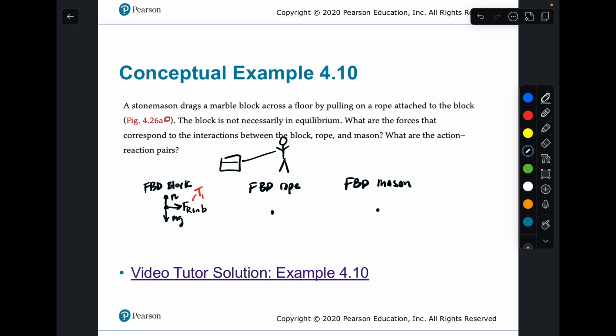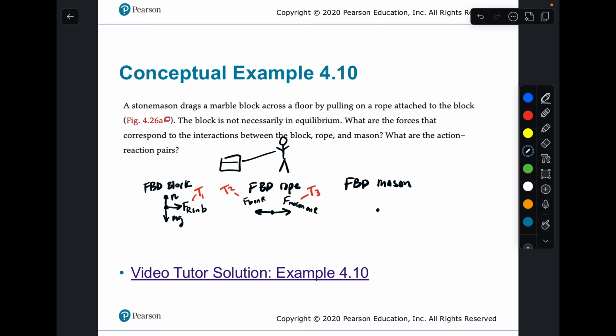So what about the rope itself? The rope is massless at this point, so we're going to ignore any mass of the rope, and we're going to write what the rope is feeling. The rope is feeling a tugging from both ends, right? It's feeling a tugging from the rock and a tugging from the man. So this would be the force of the block on the rope, and this would be the force of the mason on the rope. These are also tension forces, right? They're pulling forces. So I'll call this T2 and I'll call this T3.